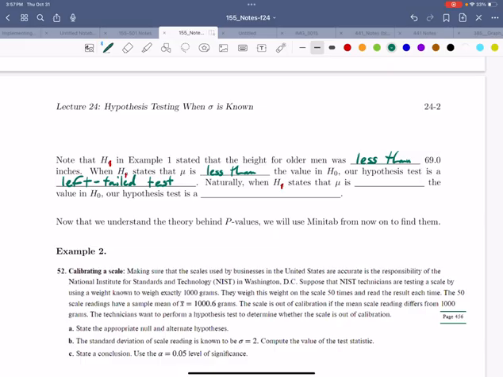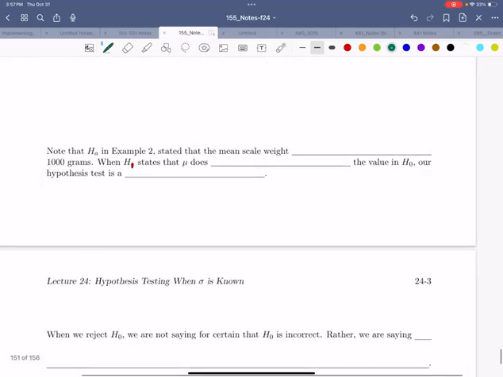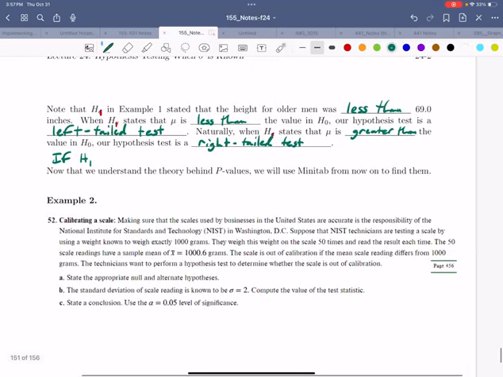And of course, if it's greater than the value, our hypothesis test is a right-tailed test. I should also say if H1, right? Oh, never mind. I won't state that yet. We're going to do an example, okay?